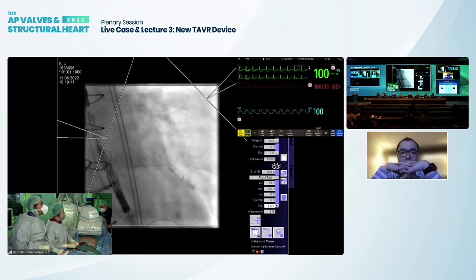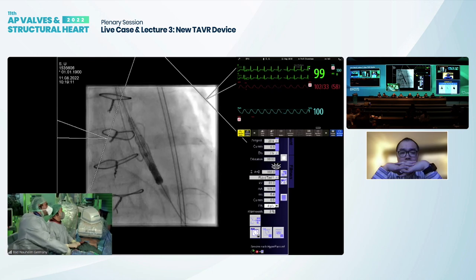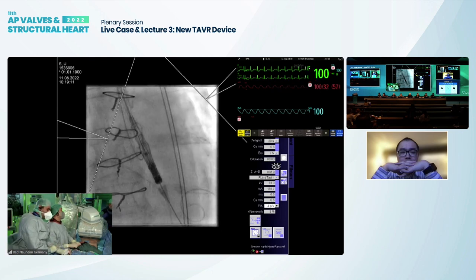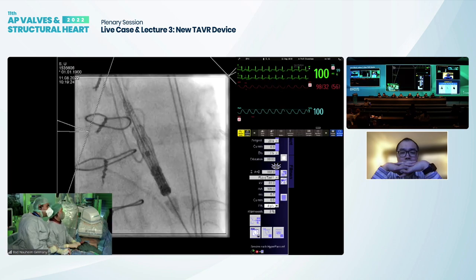Okay. Now you can see that the Acurate Neo 2, other than its predecessor, has a dedicated marker.